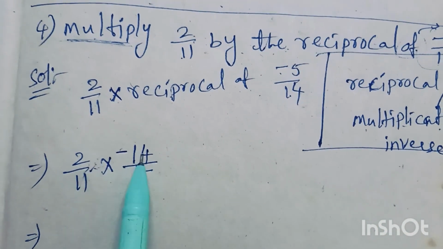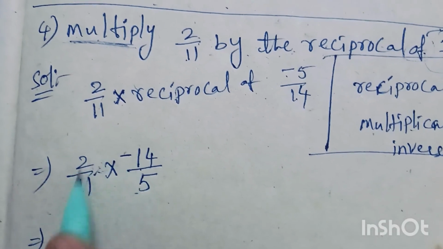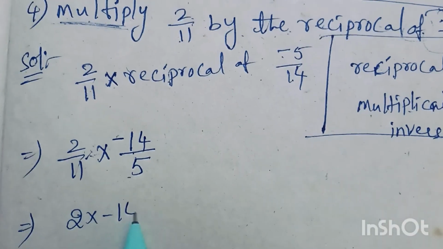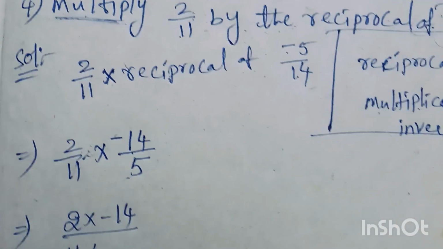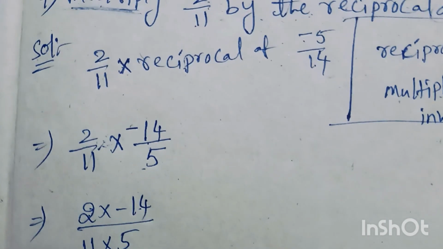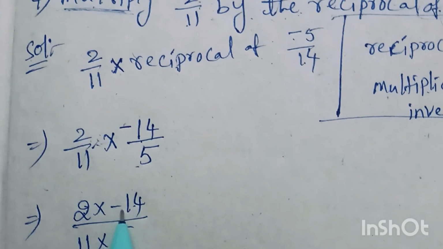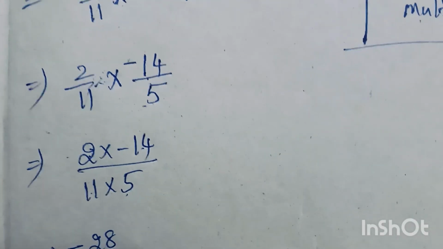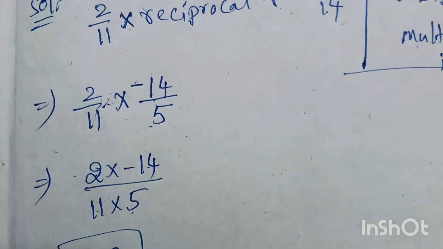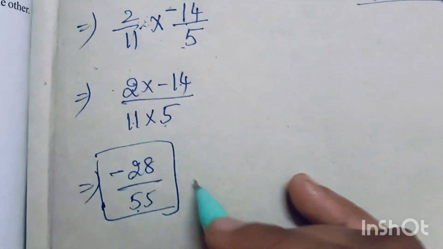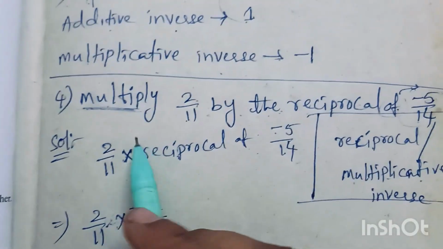Now this reciprocal we wrote. Now do the multiplication. Fractions multiplication, how to do? The product of numerators and the product of denominators. So what will be here? 2 14s are 28. Here minus is there, no? Plus into minus, minus. 11 5s are 55. What is the answer now? Minus 28 by 55.